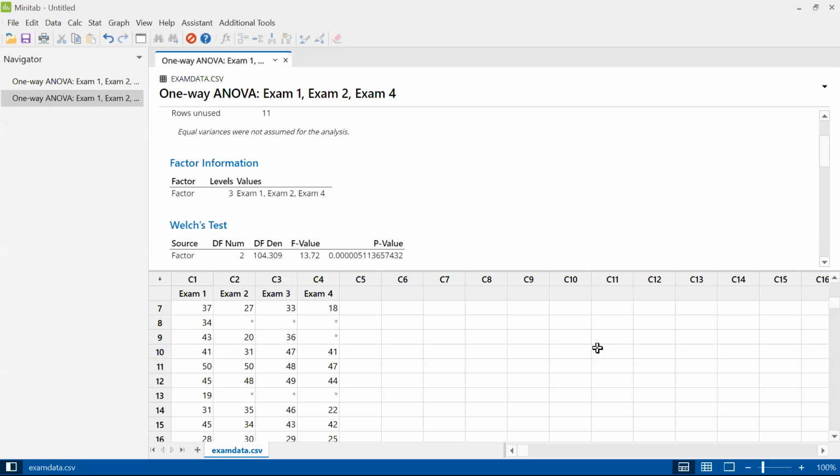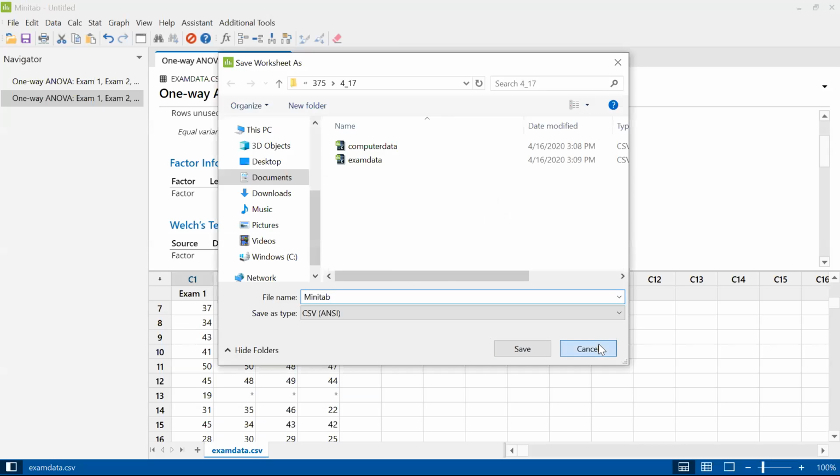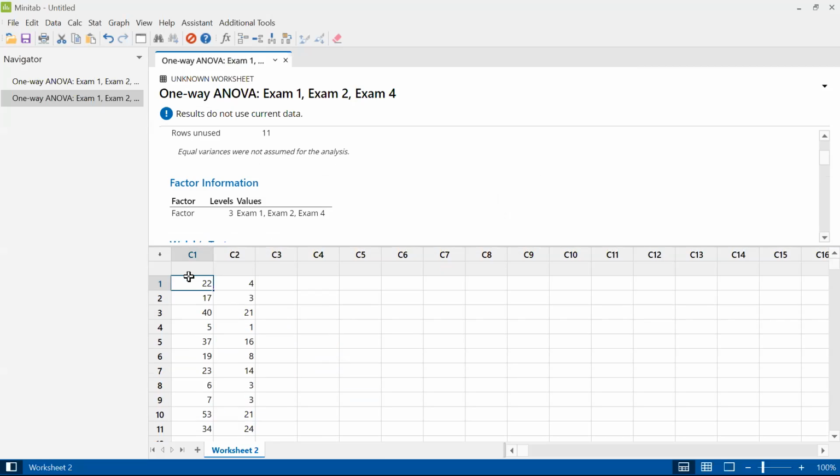So let me share my Minitab screen and get rid of this exam data thing that I was working on earlier. No, I don't want to save it. Okay, so let's paste in these numbers for marijuana and other drugs. Can I type in here? Marijuana and then other drugs.